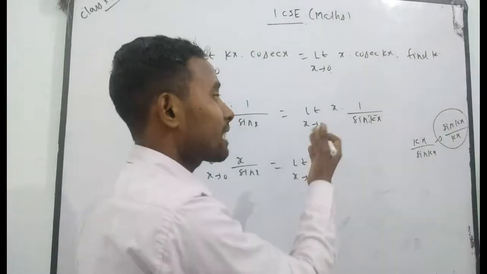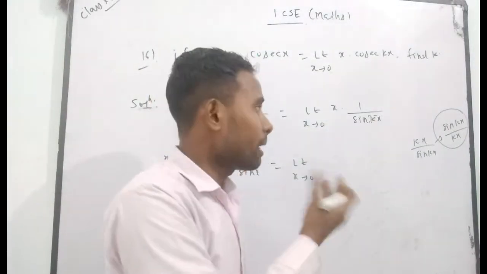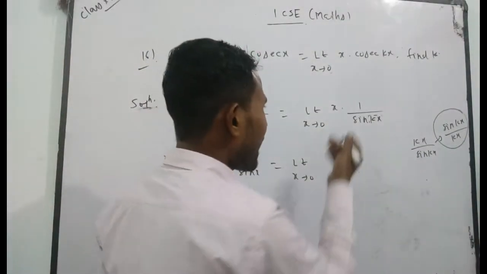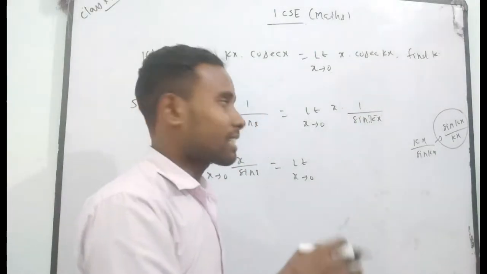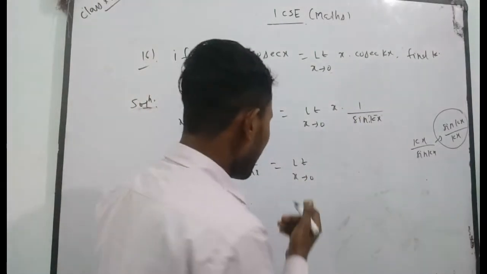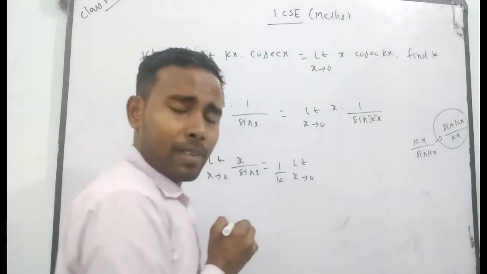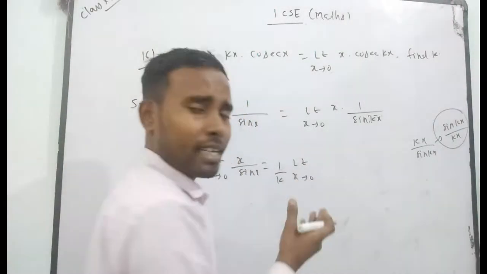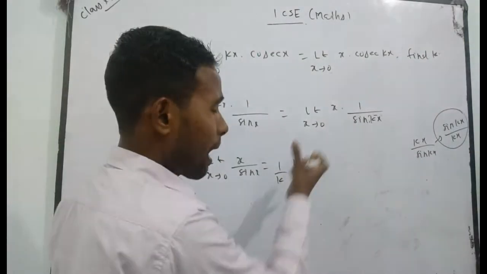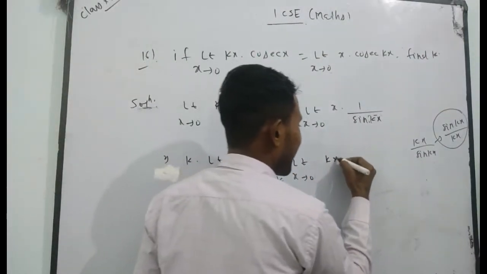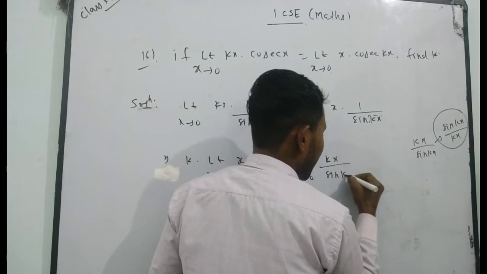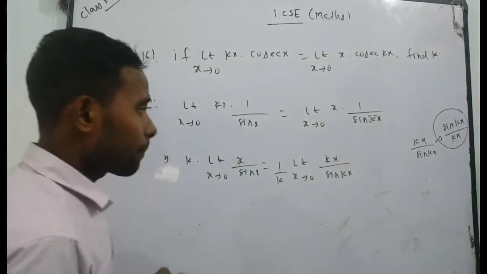Its form will be kx by sin kx, which will be just as 1. So I want to multiply numerator and denominator simultaneously by k factor. Then you get, I want to take 1/k out of the limit because it is a constant and doesn't affect it. So take here kx by sin kx. Do you understand?